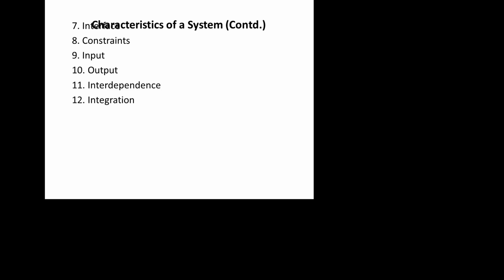And all these system components are interlinked and interdependent. They are depending on each other for the final fulfillment of the company's objective. And of course, they are all working for integrity. Integration is the main and the last characteristic of a system.